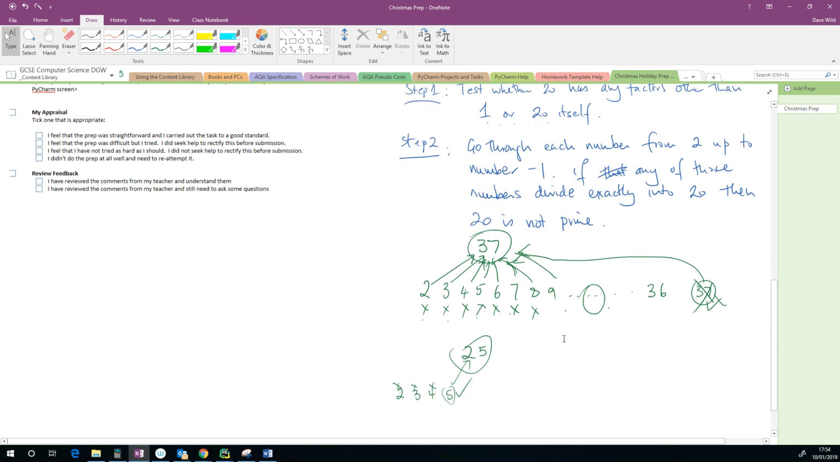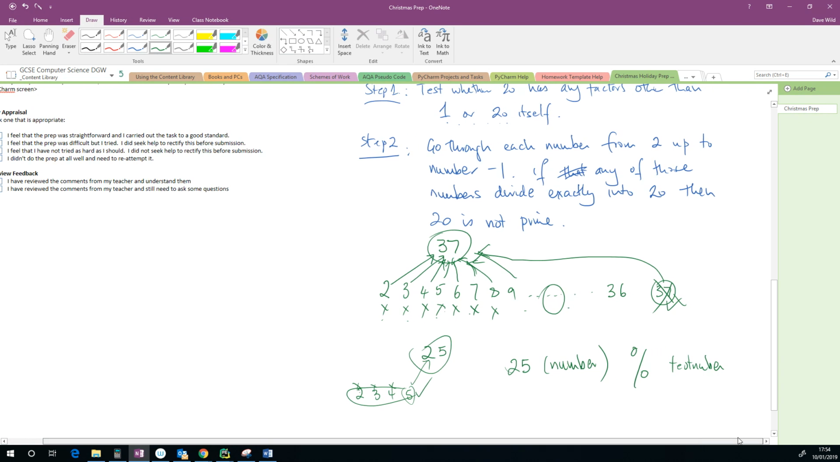So the next question is how do I decide in programming terms whether a number divides exactly? Well, we did that in class before. We say that if the number, 25 in this case, or in general the number that we're trying to determine whether it's prime or not, if that percent this value, whatever this value is, let's call that the test number, if that's naught, then it divides exactly.